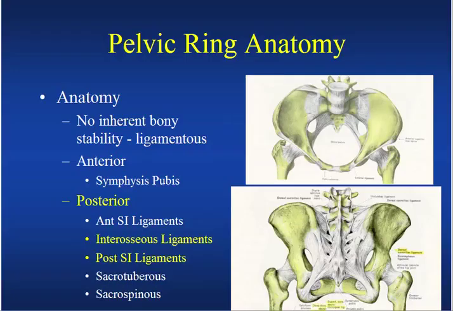Remember that as far as the anatomy of the pelvic ring is concerned, the pelvic ring has absolutely zero inherent bony stability. It's formed by the union of the innominate bones with the symphyseal ligaments anteriorly and the sacroiliac ligaments posteriorly. So the stability of the pelvic ring is entirely dependent upon these ligamentous structures. There's no intrinsic stability. Remember that the posterior interosseous ligaments and the posterior sacroiliac ligaments are the strongest ligaments in the human body.